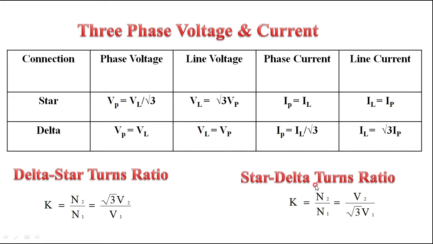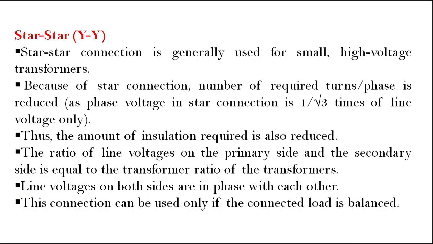If you are looking at star-delta, that is the secondary is connected in delta, the primary is connected in star. Here, once again the turns ratio is N2 by N1. And if you are taking the voltage, the secondary voltage is delta. In the delta, phase voltage is equal to line voltage, therefore only V2. Whereas in the star connection, line voltage is equal to root 3 times phase voltage, therefore it is root 3 times V1. These are the basic concepts you have to understand for finding the voltage ratio and turns ratio for different configurations.